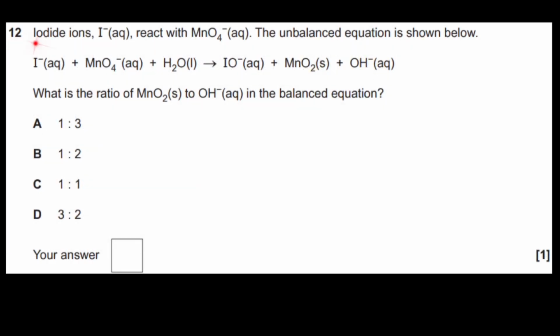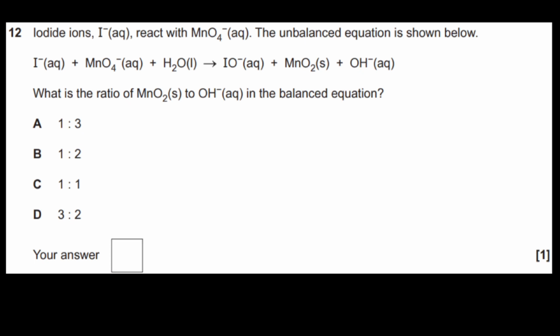Question 12. Iodide ions, I minus aqueous, reacted with MnO4 minus aqueous. The unbalanced equation is shown below. What is the ratio of MnO2 solid to OH minus aqueous in the balanced equation? What that meant is we need to balance this equation and compare the stoichiometric moles of these two substances.